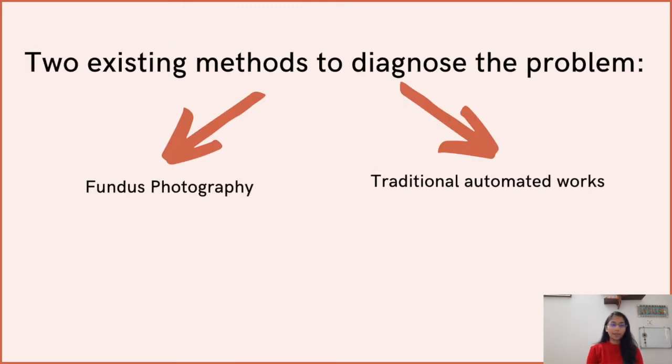There are two existing methods to tackle the problem of diabetic retinopathy: fundus photography and automated traditional works. However, if we apply CNN in this field, then it would benefit a lot of people, as it would be a cost-effective as well as quick method to detect and further manage the disease.